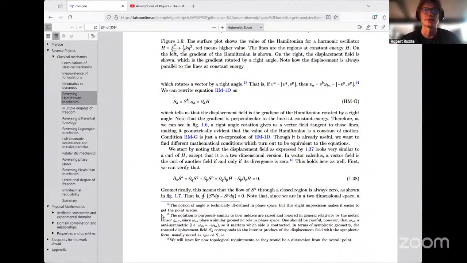Shouldn't that be indices? You can say both, I think. Okay.